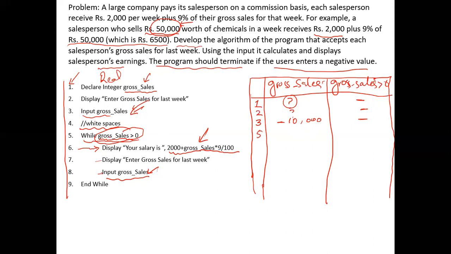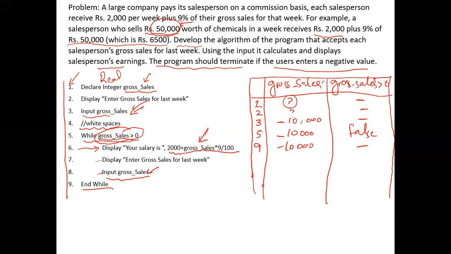In statement number 5, this Boolean expression is going to be evaluated. Remember, the value of this variable is negative 10,000. The expression says if gross sales is greater than 0. This expression is wrong, because the value of gross sales is less than 0. So this becomes false. Because this is false, statements 6 to 8 won't be executed, and we will straight away jump to line number 9, where we just say end while, and this will be the end of the dry run. So this is one sample dry run of this particular example.